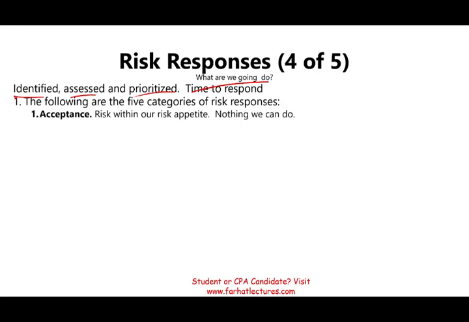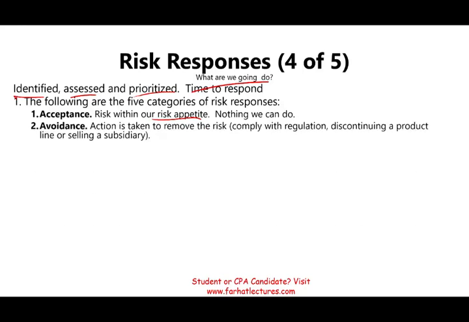Okay, why do we accept the risk? It's either within our risk appetite or there's nothing we can do about this risk. Again, a good example, if I was teaching this before 2020, before 2021, I'd have a hard time coming up with a good example. COVID-19 is a risk that companies will have to accept and deal with. They cannot change that COVID-19 risk. It's out of their control.